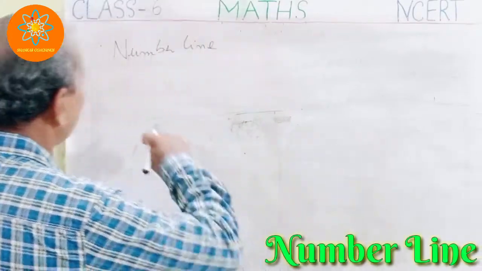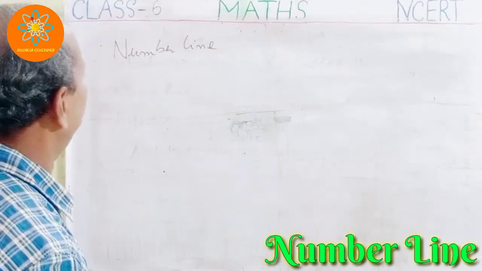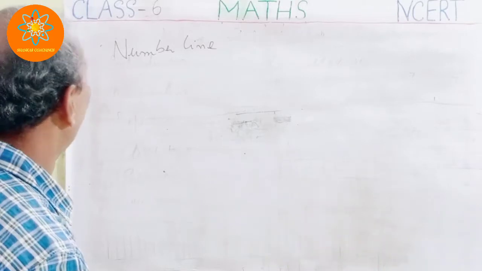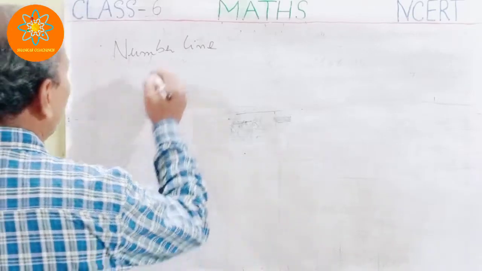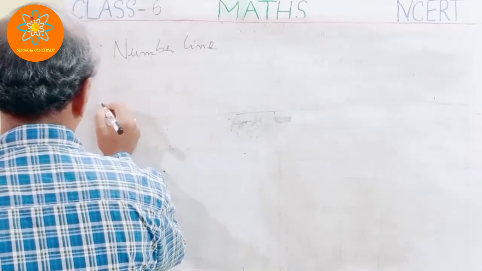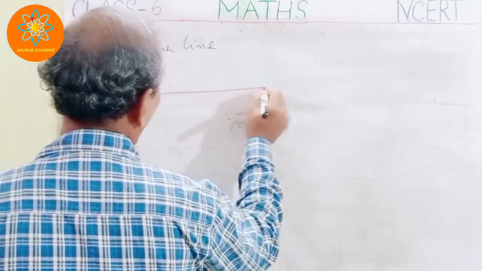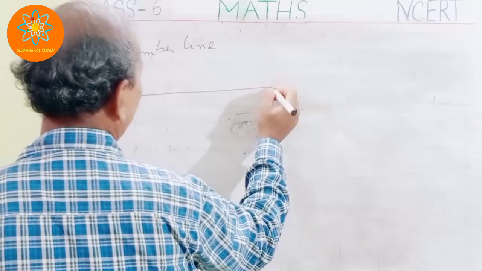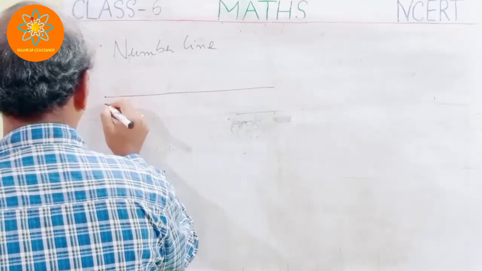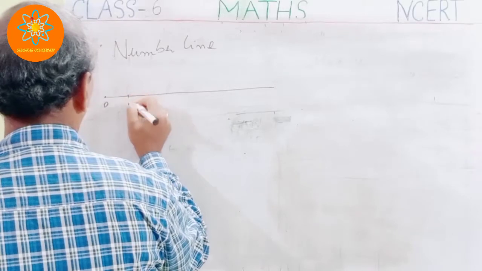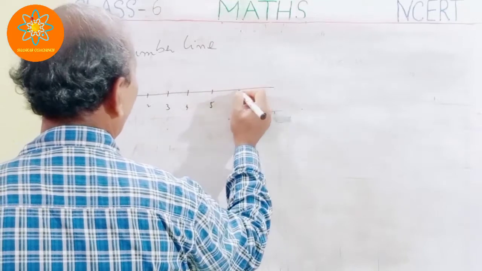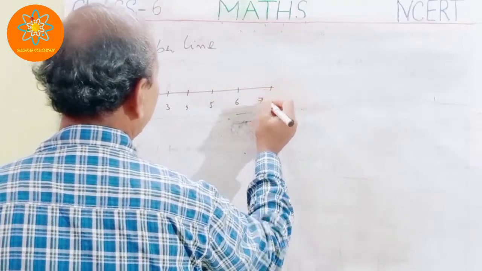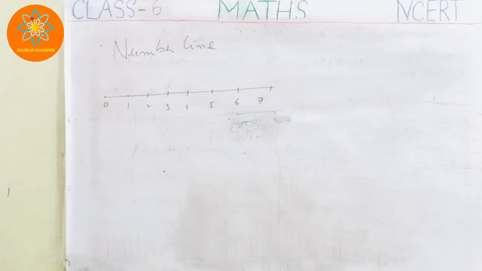Now we'll discuss the number line. In the case of the number line of whole numbers, the number line will start from 0. So I will explain the number line in this way. It will start from 0, 0, 1, 2, 3, 4, 5, 6, and then 7, like this. So it is a number line.